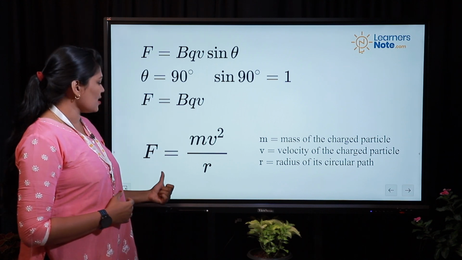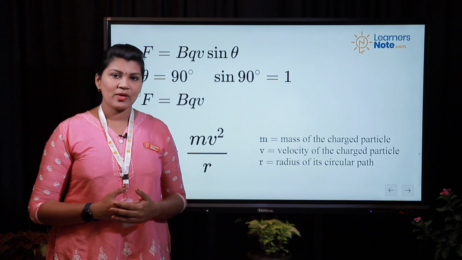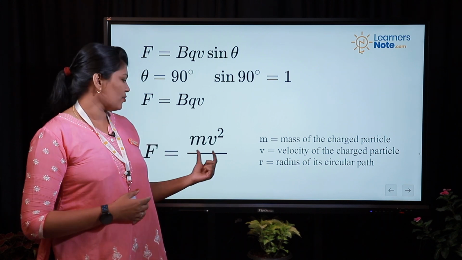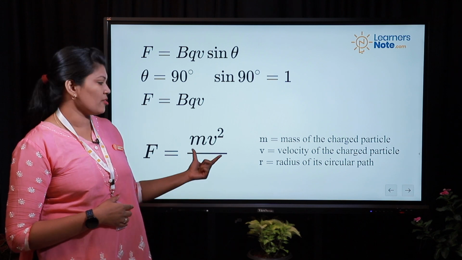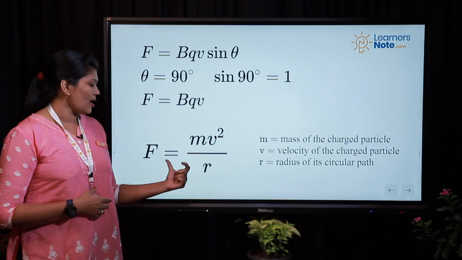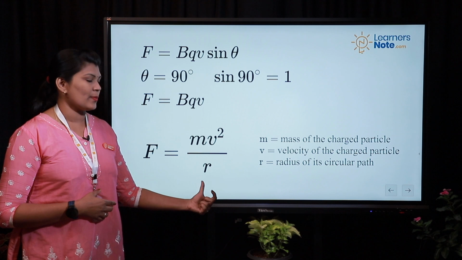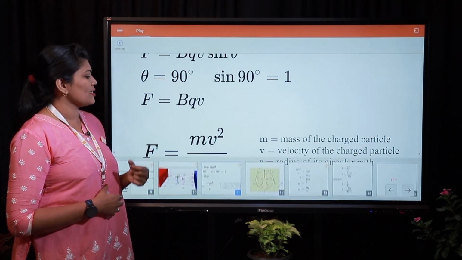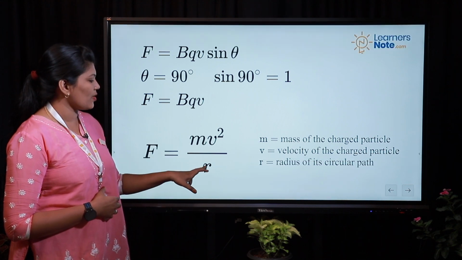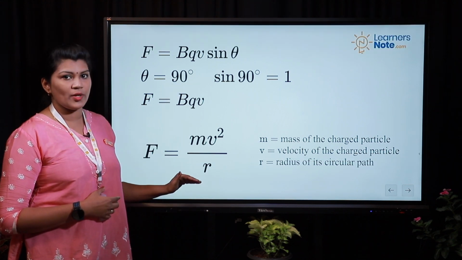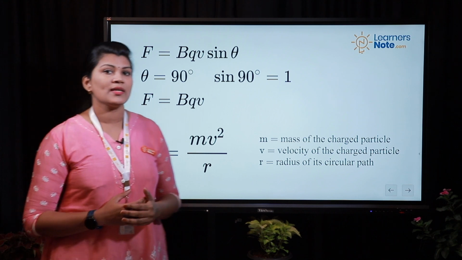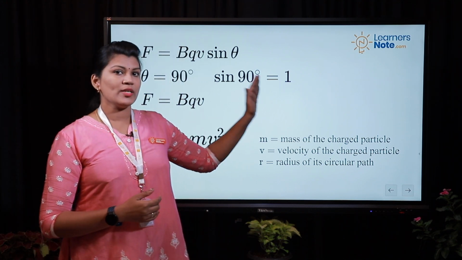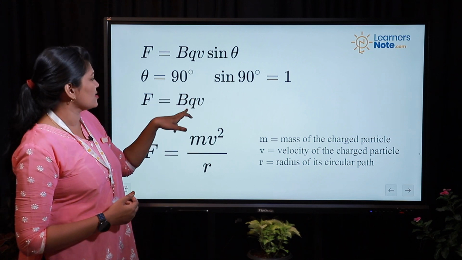This is the centripetal force because the charged particle is moving in a circular path. The equation of centripetal force is F equals mv square divided by r. These two forces, BQV sin theta and mv square divided by r, will be equal. That's why the charged particle follows a uniform circular path. So we can equate these two equations, that is, BQV.